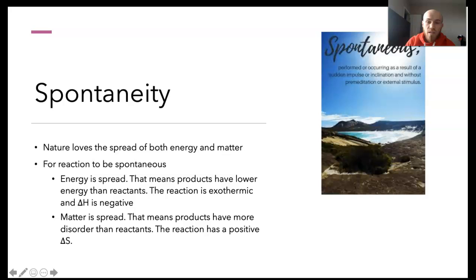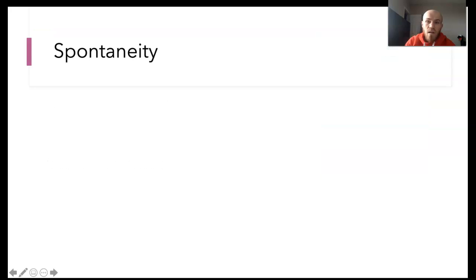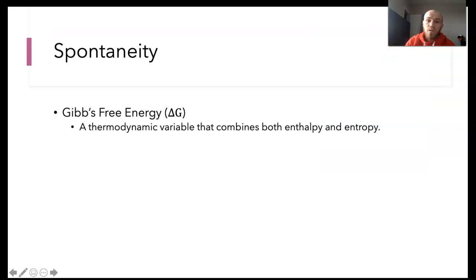So we're going to use both of those ideas of how favorable they are in thinking about the favorability of reactions. And what we're going to talk about is Gibbs free energy. That's going to describe how spontaneous a reaction is, and it's the energy of a chemical reaction that can be used to do work.